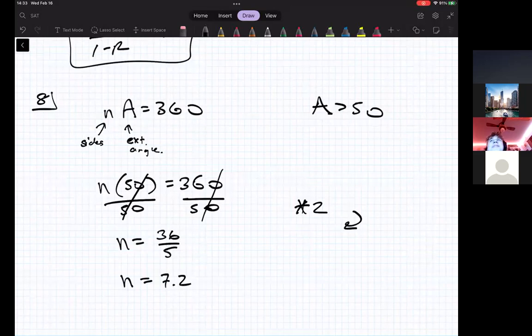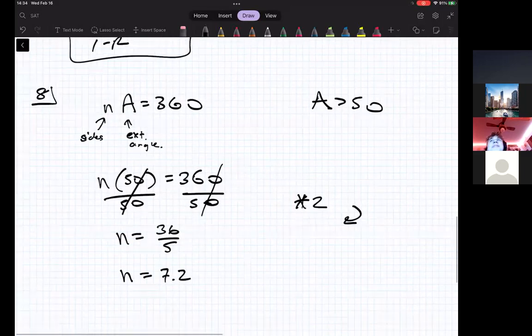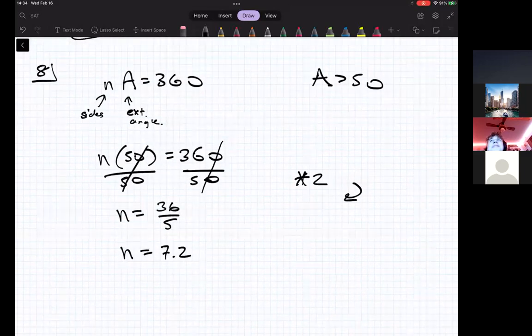Now you have to remember, A is bigger than 50, right? So if A is bigger than 50, what's going to happen to n? n is going to get smaller, right? So if A gets bigger, n gets smaller. So if it says the measure of an exterior angle is greater than 50, what is the greatest number of sides it can have? The answer should be C. See if that is correct.